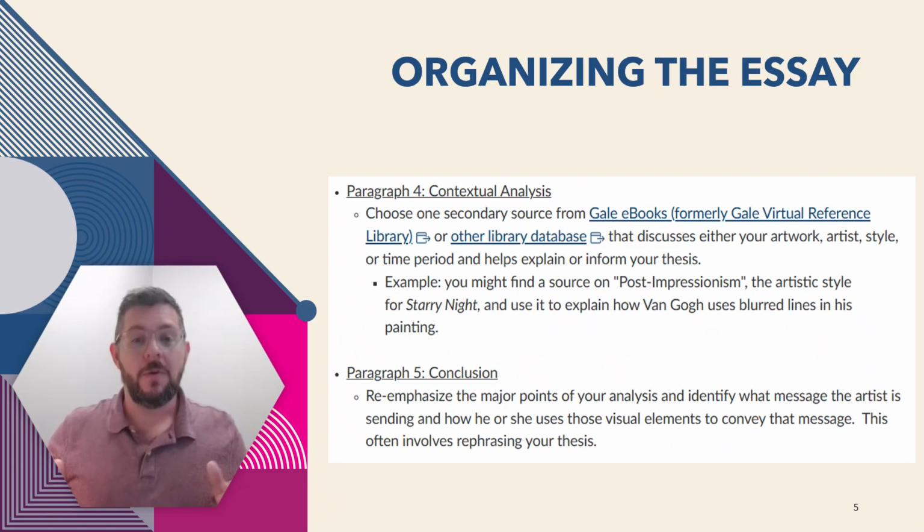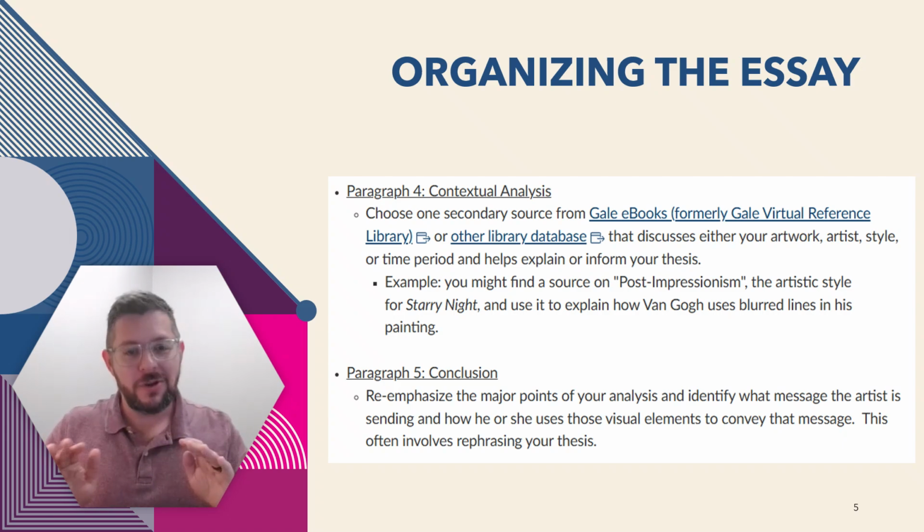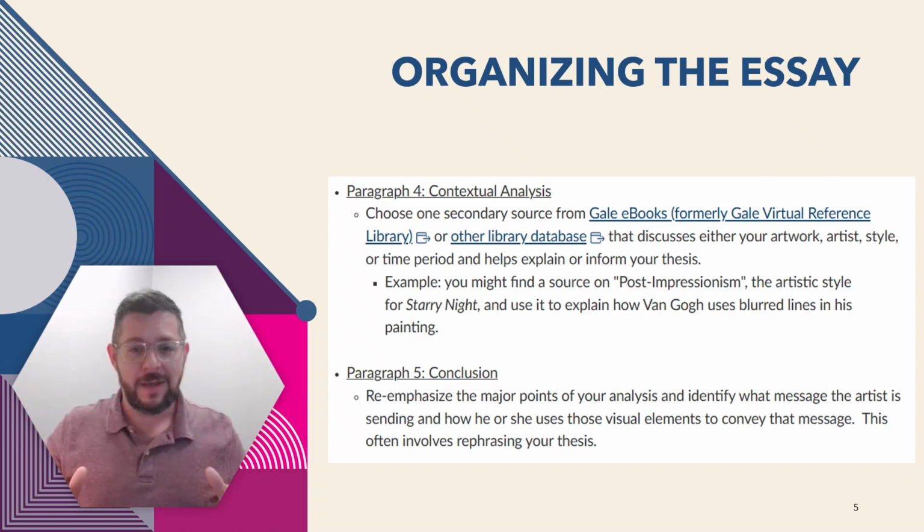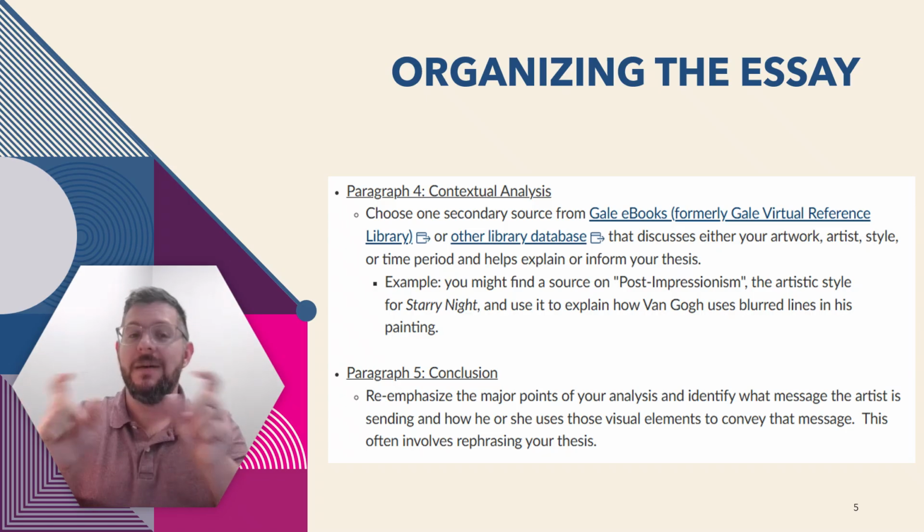Paragraph 4 is where we're going to do contextual analysis. Now context, again, is that surrounding information. So this is not where you're going to look at the specific artwork. You're going to look at something surrounding the artwork, be that the artist, the time period, their particular style, some kind of historical background, something like that. Anyway, it's not going to be the image itself, something surrounding it.